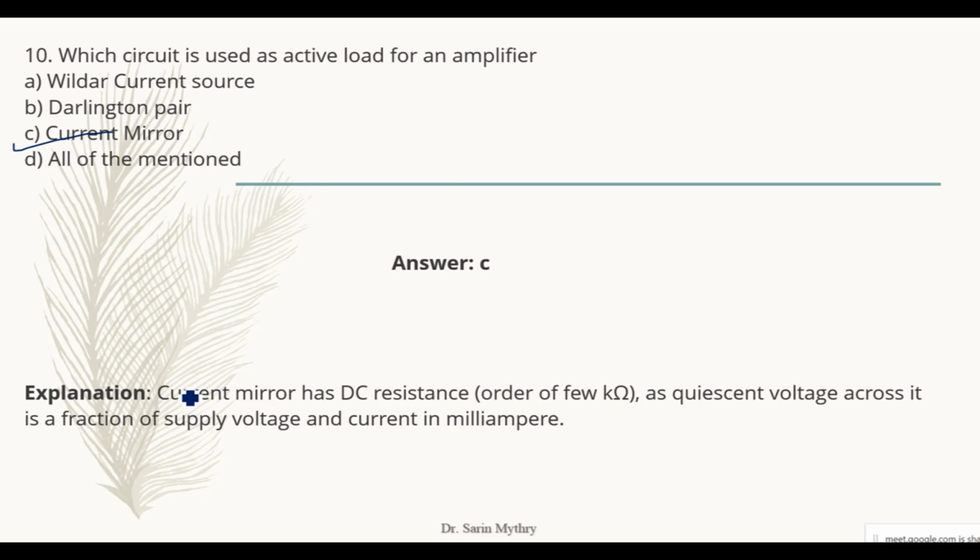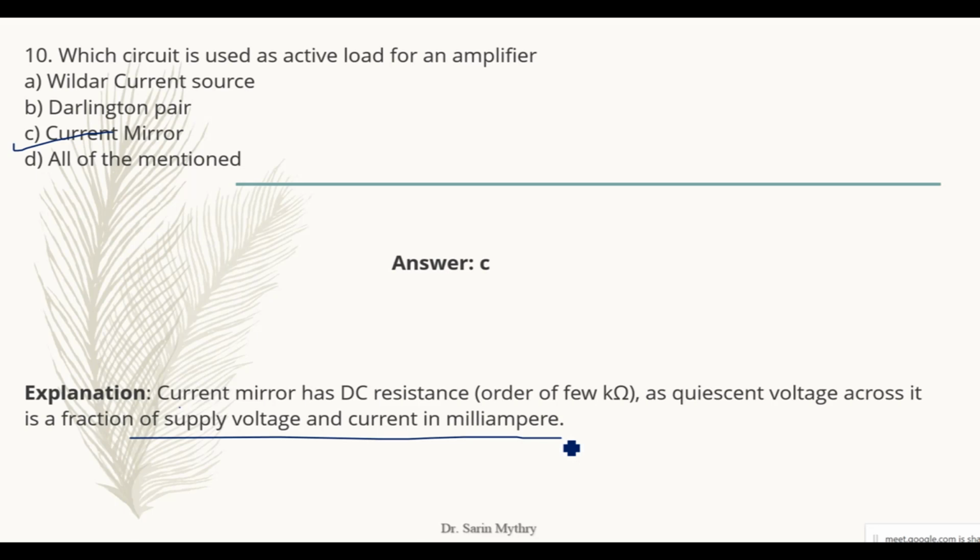Let us see the explanation now. Current mirror has a DC resistance of the order of a few kilo ohms, and has a quiescent voltage across it that is a fraction of the supply voltage, and current in the milliamperes. This one we have studied in the basics: this is the definition of quiescent voltage of a current mirror. The quiescent voltage in the current mirror will always be a fraction of the supply voltage, and the current in the milliamperes. This explanation doesn't tell why the current mirror is used here.